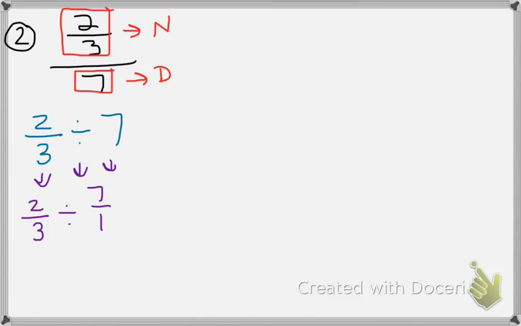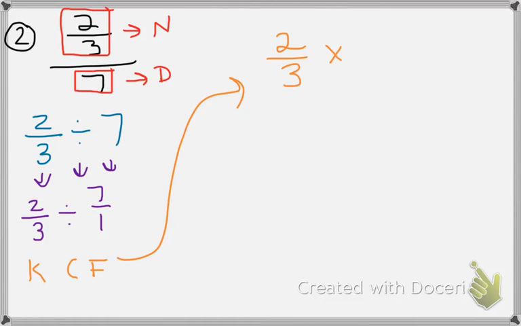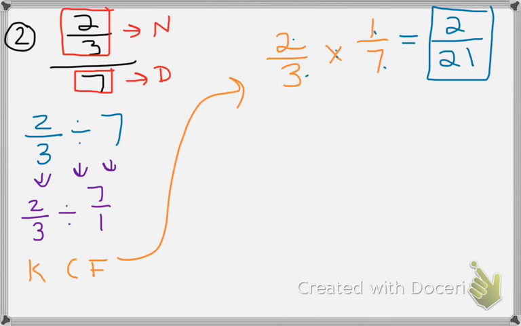In order to divide fractions, we keep, change, flip. Keep the first fraction, so we've got 2/3. Change division to multiplication, and flip the second fraction. So instead of 7 over 1, we have 1 over 7. To multiply fractions, you multiply straight across: 2 times 1 is 2, and 3 times 7 is 21. Now we simplify. In this case, we actually can't, so that's our final answer. 2/3 divided by 7 is 2 over 21.